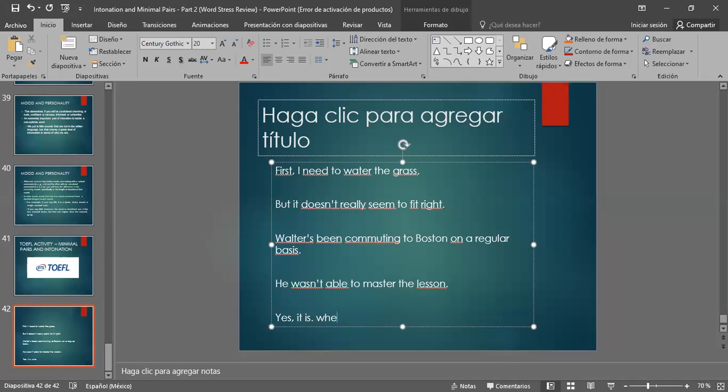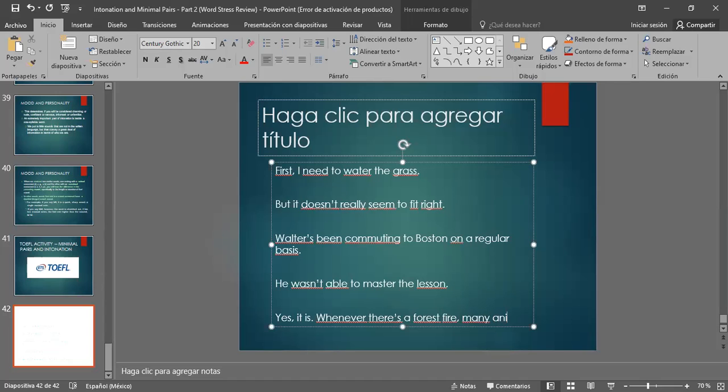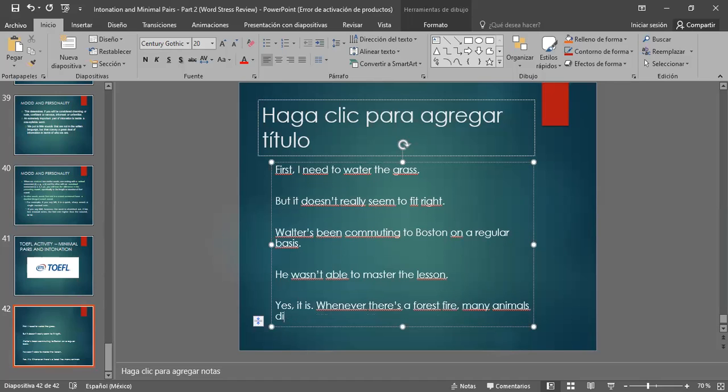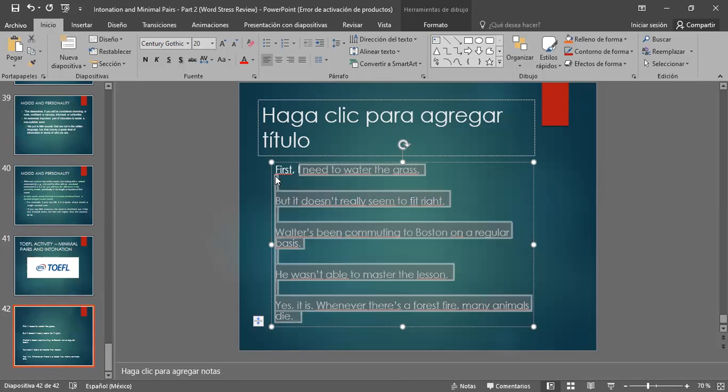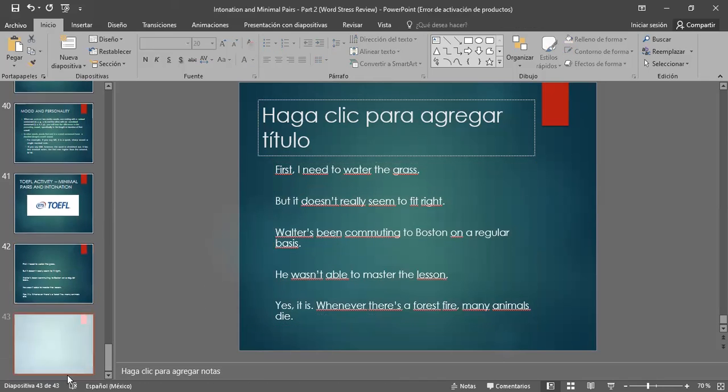Luego, whenever there's a forest fire, many animals die. Esto sigue el segundo hablante, porque el segundo hablante es quien da las respuestas.